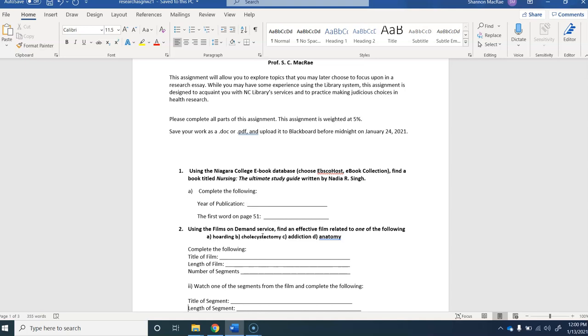I'm going to ask you to find the book and tell me what year the book was published. I'm then going to ask you to go into the PDF, the book itself, and go to page 51 and write down the first word that's printed on page 51. If you need a bit of a refresher about using ebooks, go back to the video chunk where we go through the ebook search strategies.